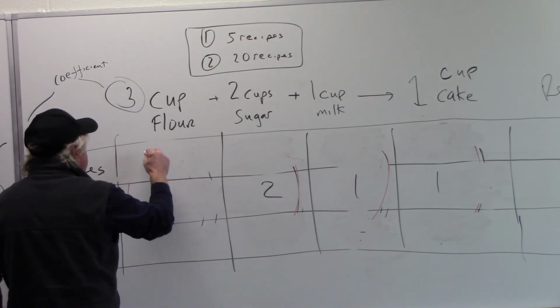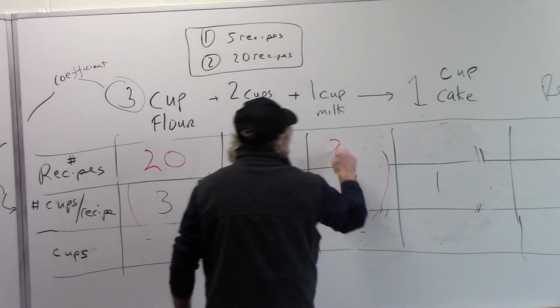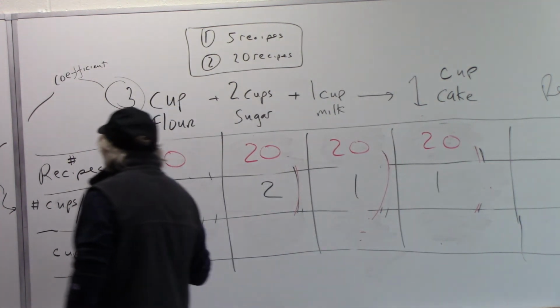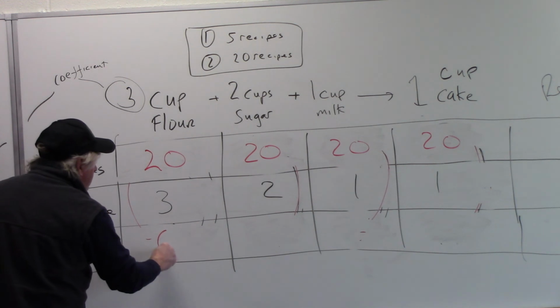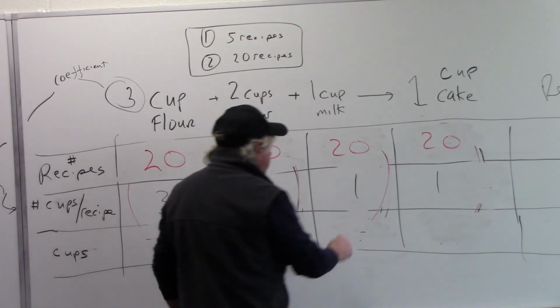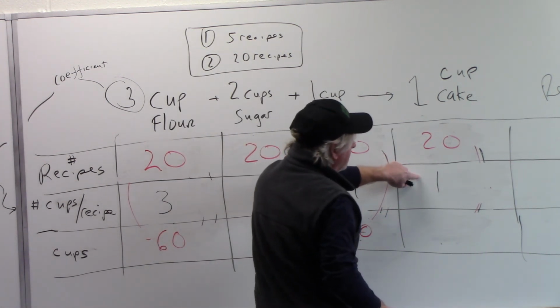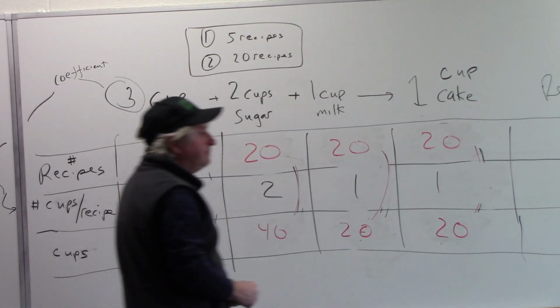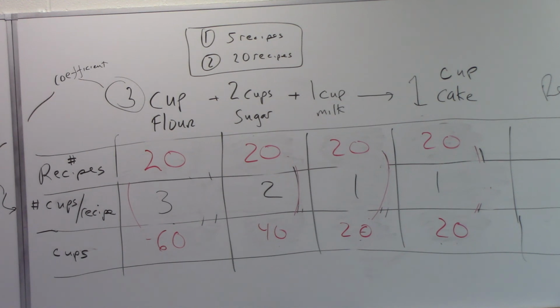All right, for the 20 recipes, you do 3 cups 20 times, 60. You do 2 cups 20 times, 40. Do 1 cup 20 times, 20. And you do end up with 1 cup 20 times, or 20. Okay, hopefully you see that's pretty simple. We just could have said it in words, you probably could have figured it out, but I set it up in a table to see how it works. So this is going from recipes to cups. The next video is going to be going from cups to recipes.